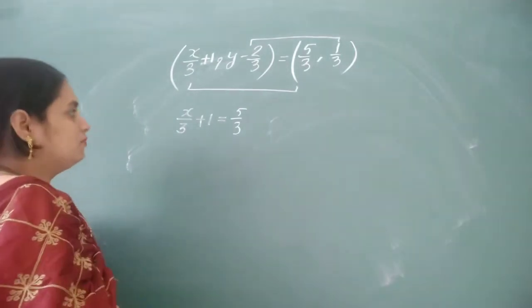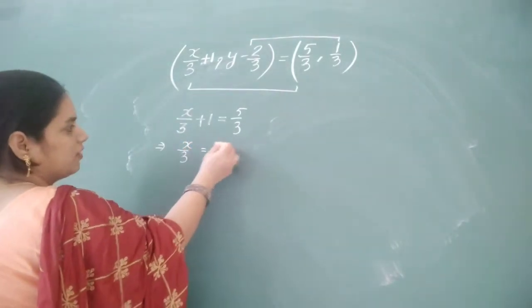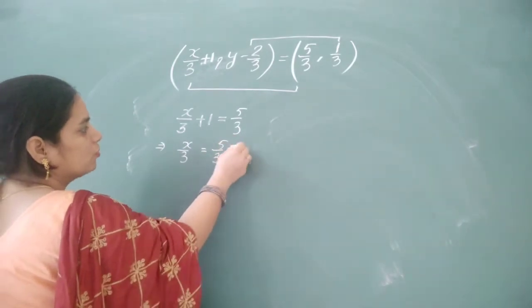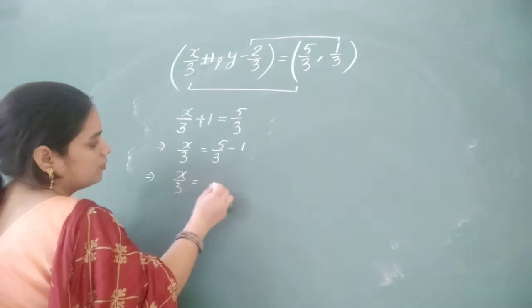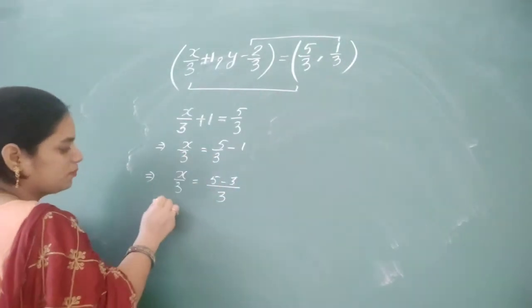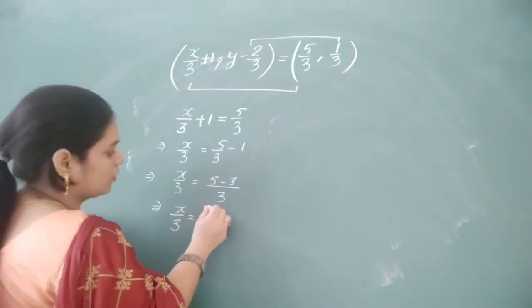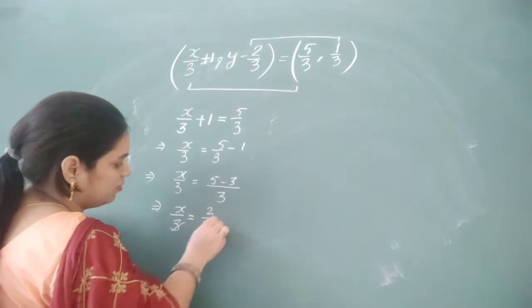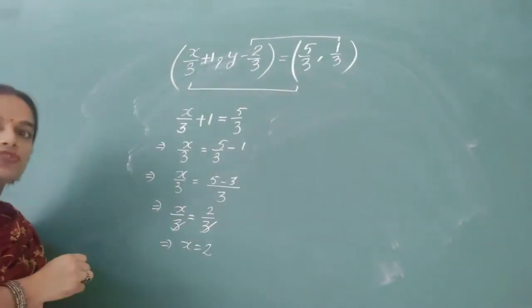5 divided by 3. Then from here we will take plus 1 to the right hand side and then we will take the LCM on the right hand side. It will be 5 minus 3. So our next step will be x divided by 3 is equal to 2 divided by 3. Both the 3 will be cancelled out and the value of x becomes 2.